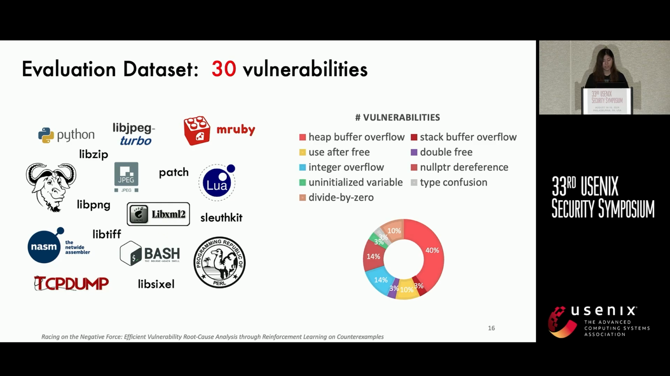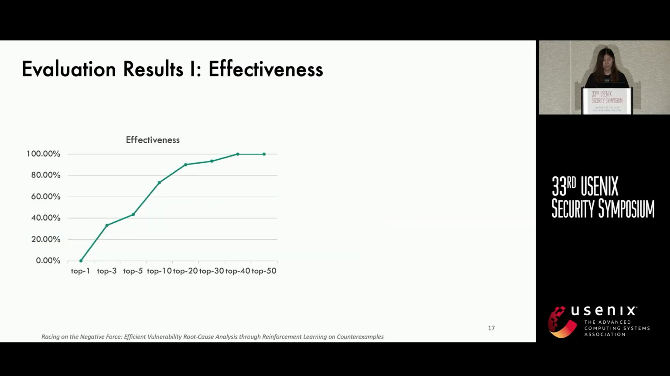We evaluated RACING on a diverse and representative data set that includes 30 vulnerabilities from 21 widely used programs like Python and mRuby. These vulnerabilities span 9 different types, including buffer overflow, use after free, and other serious ones. First, let's look at the effectiveness of RACING. RACING successfully boosted the real root cause of 13 vulnerabilities into the top 50, with more than 17% in the top 10 and 1/3 in the top 3.